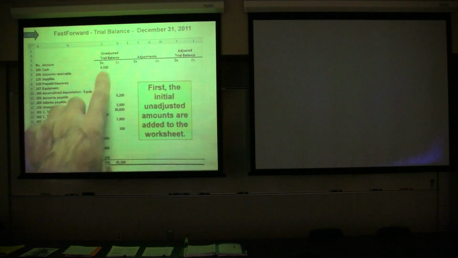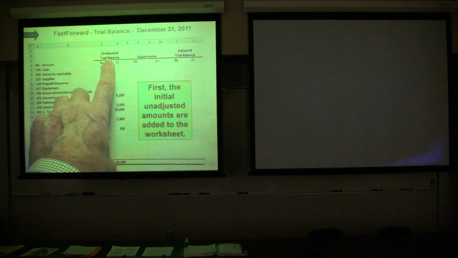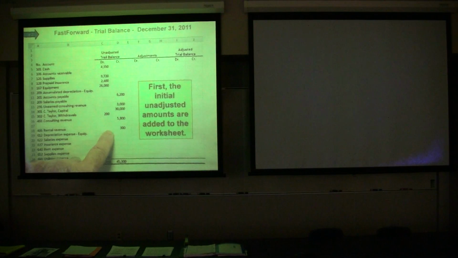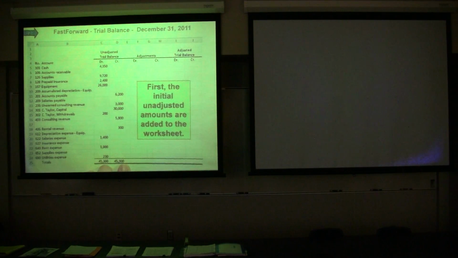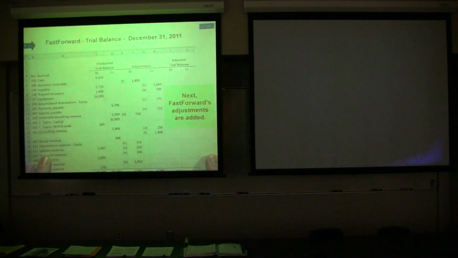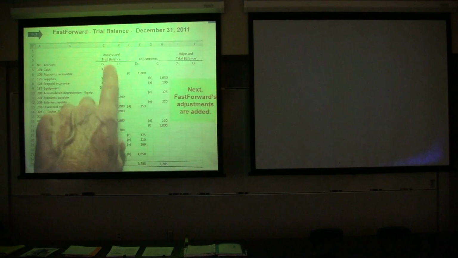So what you do here is it's like an Excel spreadsheet. Here's the unadjusted trial balance, here's all your accounts, here's the ending balance. You make sure the debits equal the credits. This is where you do the unadjusted trial balance, and that's this one right here. The next is the adjustments. Here's where you calculate the adjustments. So here's the next step in that.